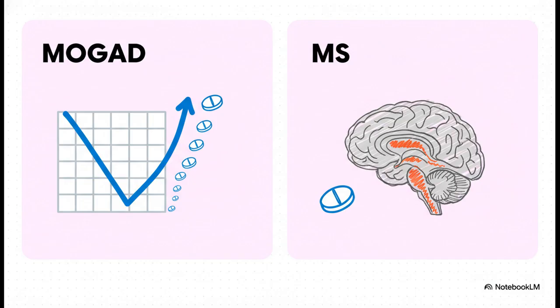These patients get way better on high-dose steroids, and here's the tell. The second you start to taper them off, bam, the symptoms come roaring back. That steroid dependency is a massive clue for MOGAD.